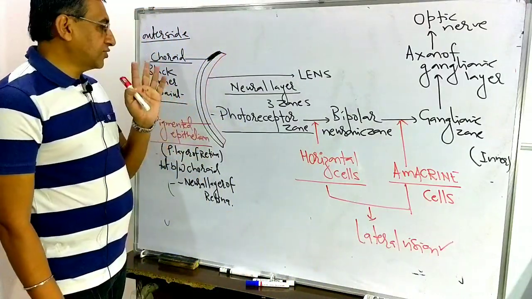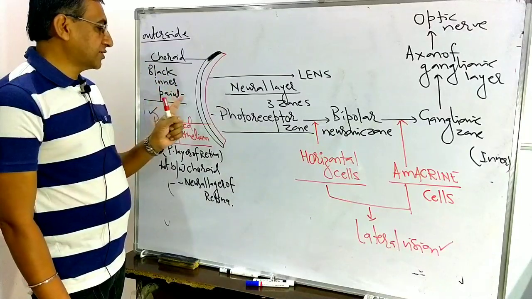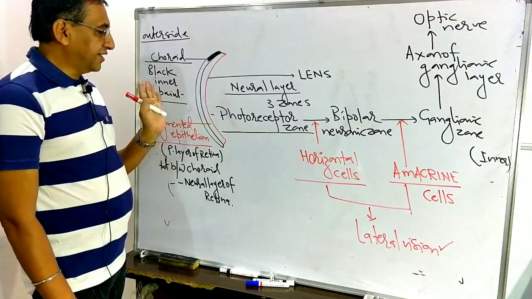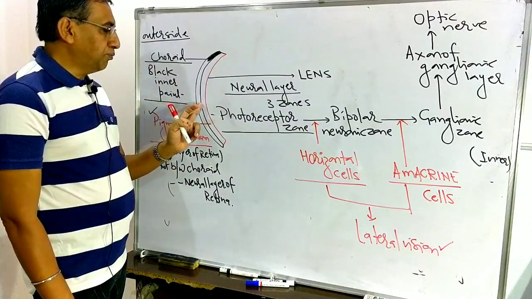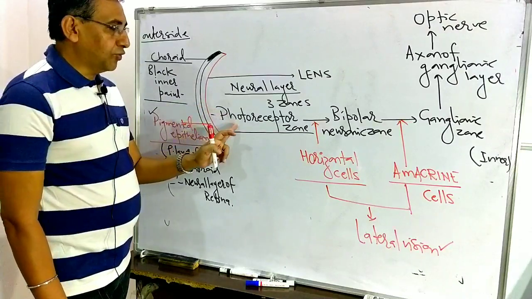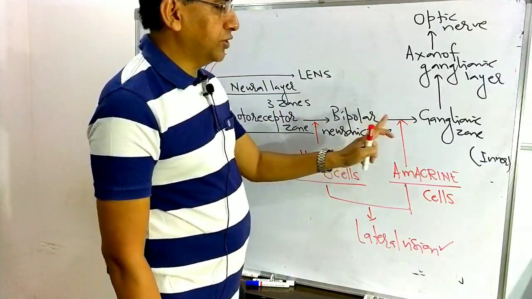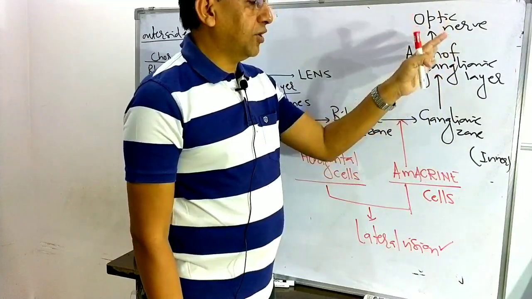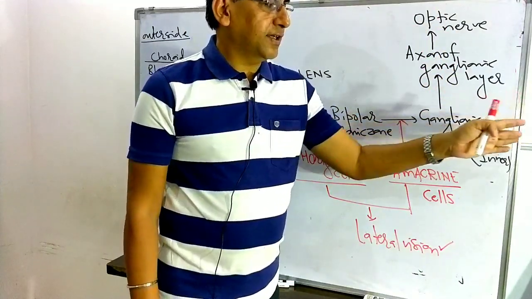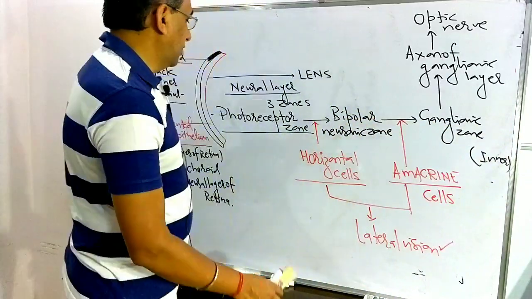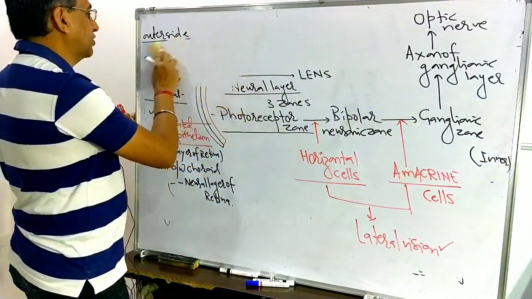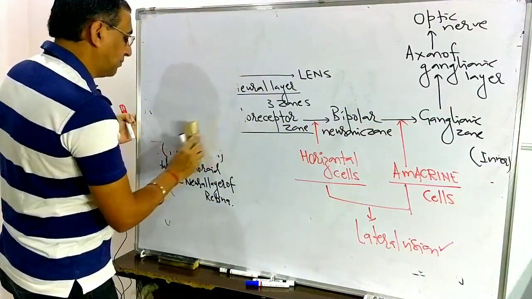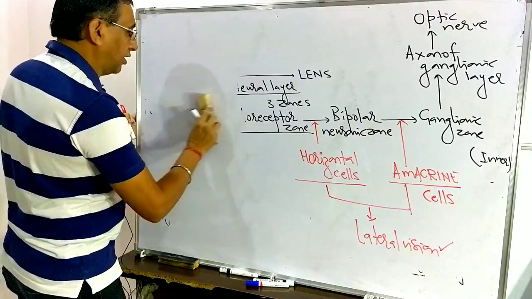So what is the sequence of the layers? Outer side, sclera, choroid, pigmented epithelium, photoreceptive zone, bipolar neuronic zone, ganglionic zone, and the axons of the ganglionic layer, they are forming the optic nerve, and towards the inner side is the lens here. So this one is about the sequence of the layers which are present in the retina.